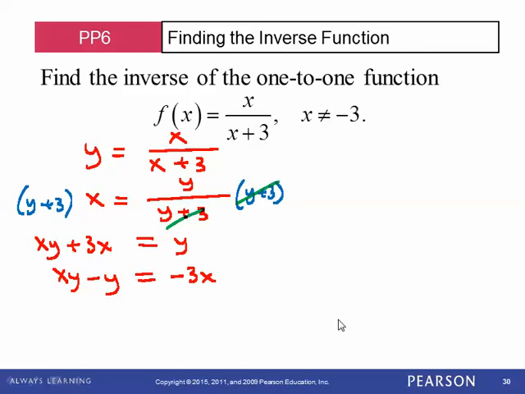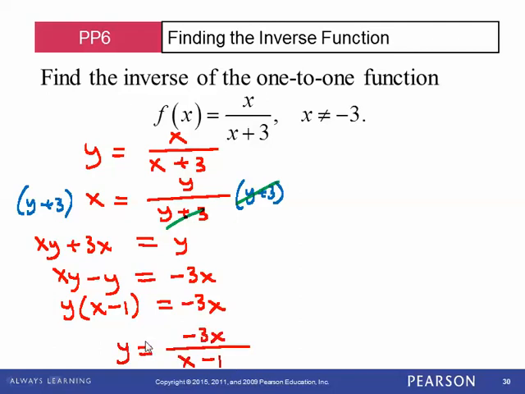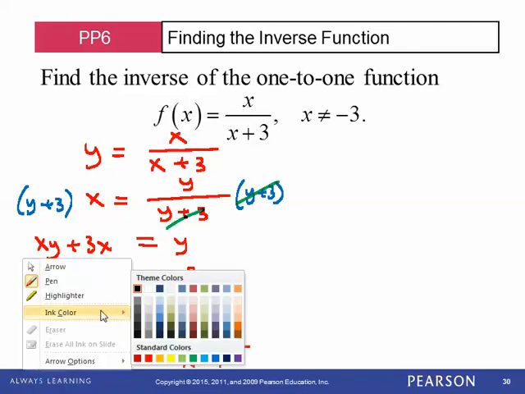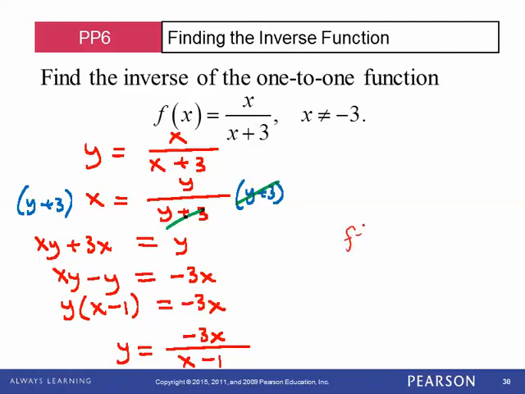And there's that little factor step we've got to do. There's two terms with the y in it. In order to get one term with the y, we factor out the y value. Cool. And then divide through by x minus 1. So negative 3x over (x minus 1). We're able to solve for y. That's perfect. And then we declare this to be the inverse function. So in this case, it would be f inverse of x is equal to that. And we'll leave it just like that.